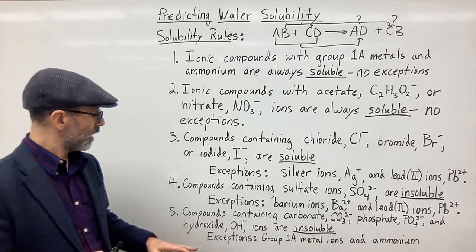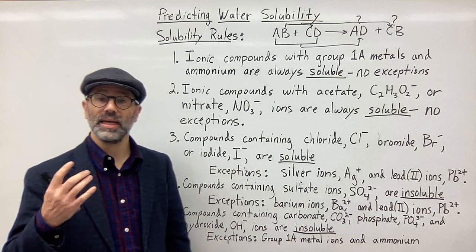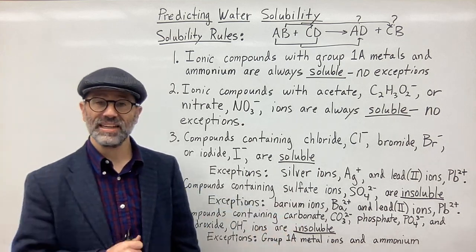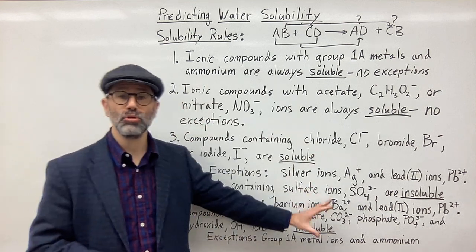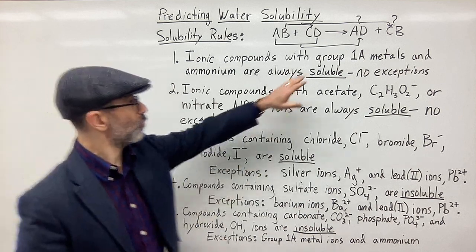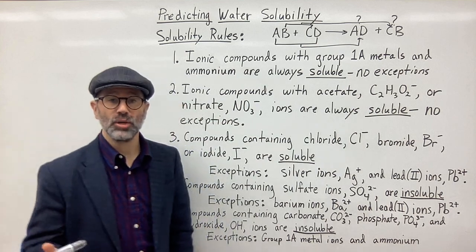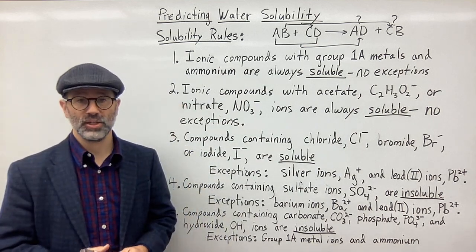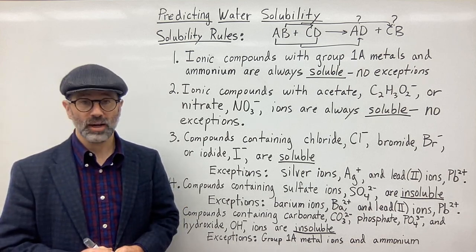So in this case, barium hydroxide is going to be insoluble. Calcium carbonate is going to be insoluble, right? So these are the rules for determining whether or not your product, AD or CB, is soluble or insoluble in water. That's really the only way that you can determine solubility or insolubility of your products.